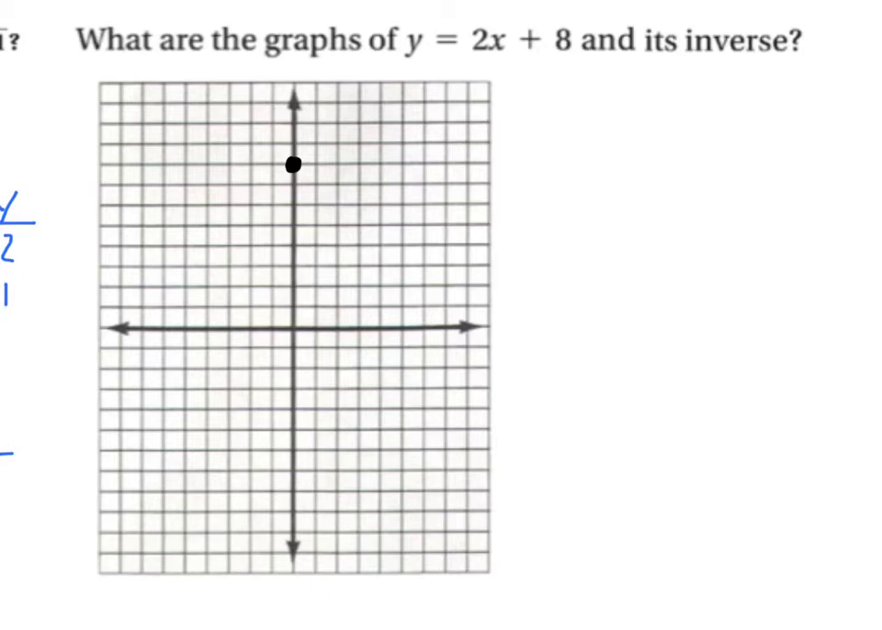What's the slope? 2. How do I count a slope of 2? Over to the right. Up 2, right 1. But I went off the graph. Then you go down 2, left 1.